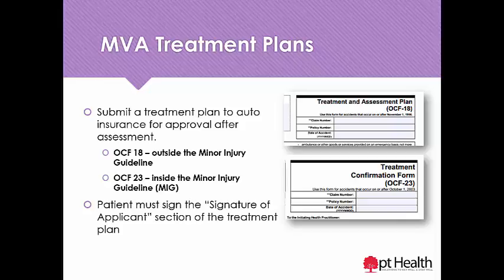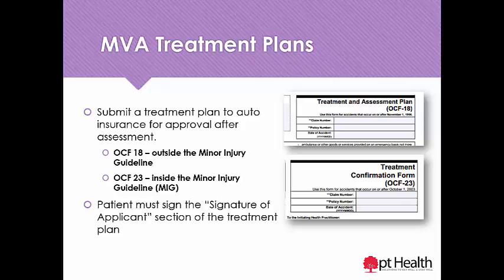When a patient has been involved in a car accident, a treatment plan outlining the proposed goods and services must be submitted to their auto insurance for approval after their assessment. If the patient does not qualify under the minor injury guideline, or if this is not the first treatment plan, an OCF 18 should be completed. If the patient falls within the minor injury guideline, an OCF 23 should be completed.